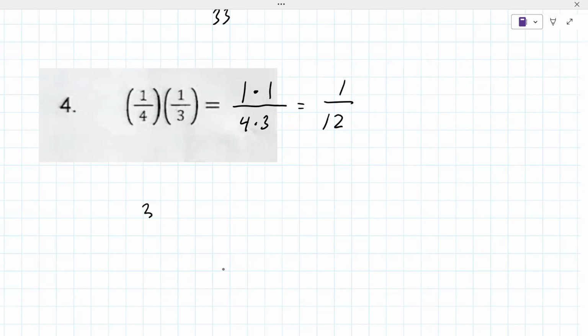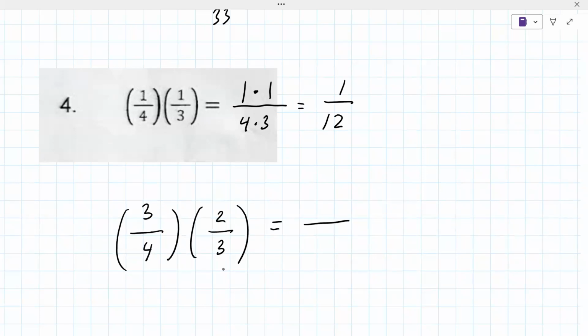So where you run into issues, let's say it's 3/4 times 2/3. You can either do what we just did, or you can pre-reduce, or you can multiply and then reduce. I think the way that she wants us to do is probably just do this problem, then reduce.